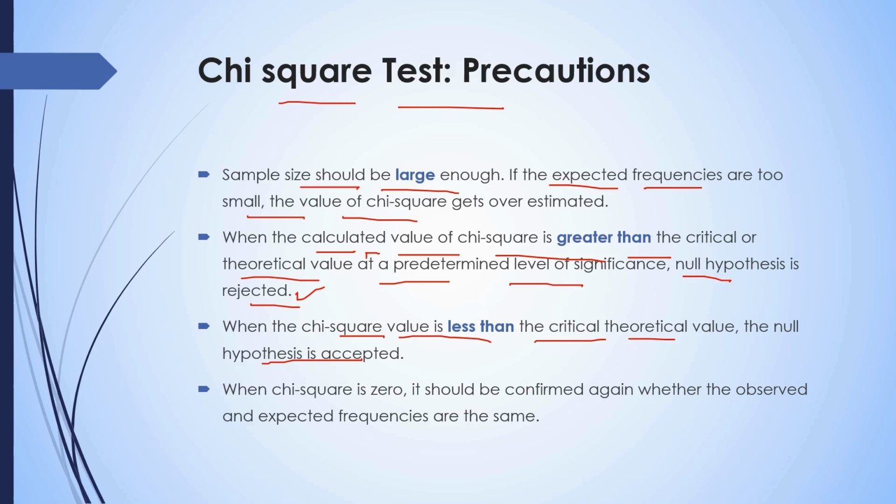And the last one: when chi-square is 0, it should be confirmed again whether the observed and expected frequencies are the same. This also we have seen. When will the chi-square be 0? When our numerator is 0, when observed and expected frequencies are the same. So it's perfectly okay to get a 0 chi-square value. Just make sure all your previous data and calculations are correct, and if they are correct, just move forward. So when your chi-square is 0, it should be confirmed again whether the observed and expected frequencies are the same.